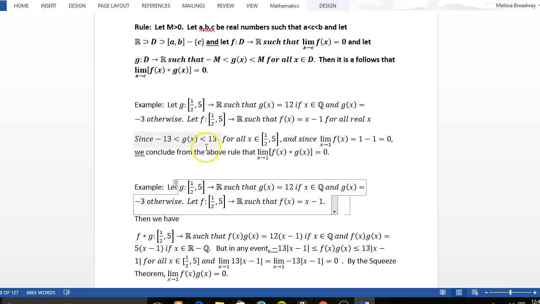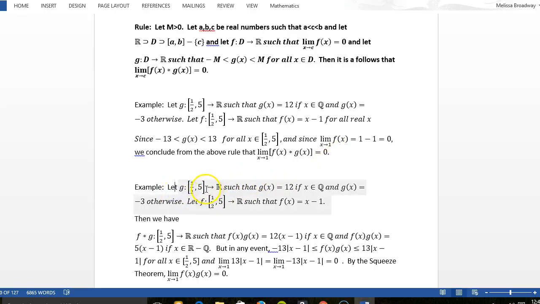So I didn't finish. Let me go back up here and finish what I started. So since this is 0, we conclude from the above rule that the limit of this product is 0. Sorry, I moved on to the next example before I finished this one. So g is caged, the f limit exists, and it equals 0. So this limit right here of the product exists and equals 0, even though the individual g limit itself does not exist. So sorry about that. I almost moved on to the next example too quickly. Now let's move on to the next example.